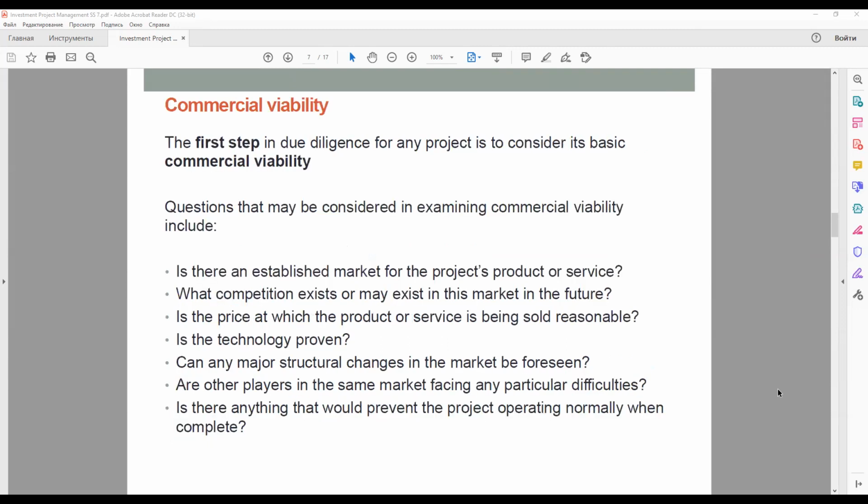And let's go step by step through these risks. The commercial viability. The first step in the due diligence for any project is to consider its basic commercial viability. That is, if there's a sound market for the product or service provided by the project company. This initial question has nothing to do with the terms of any contract signed by the project company.